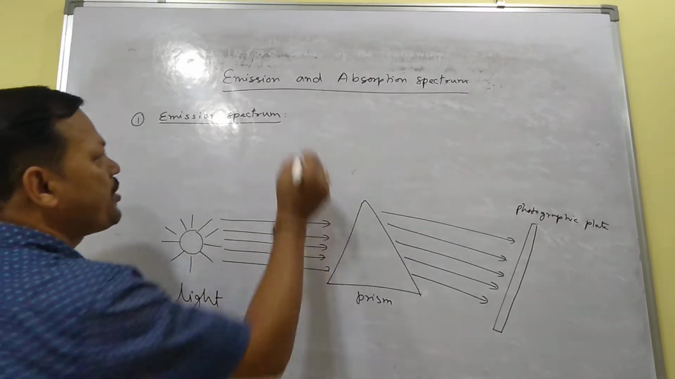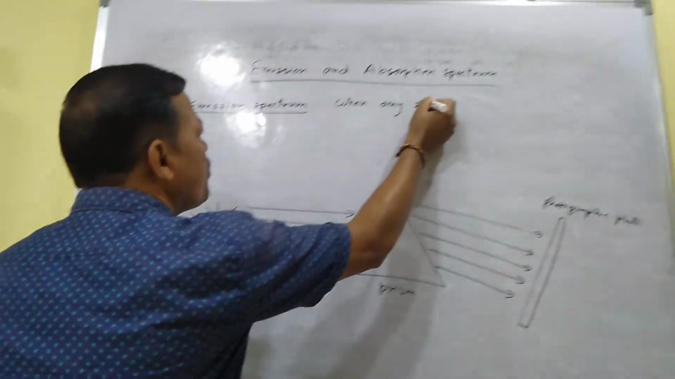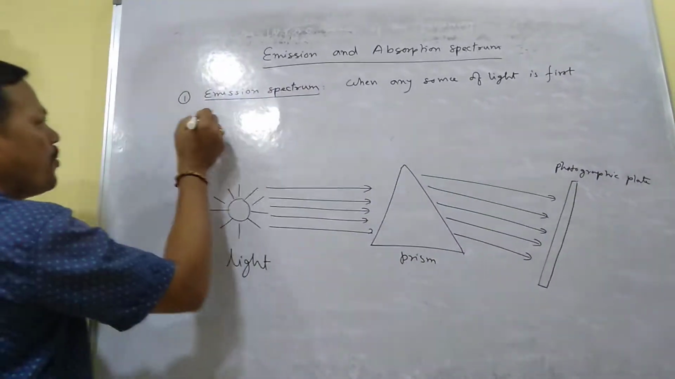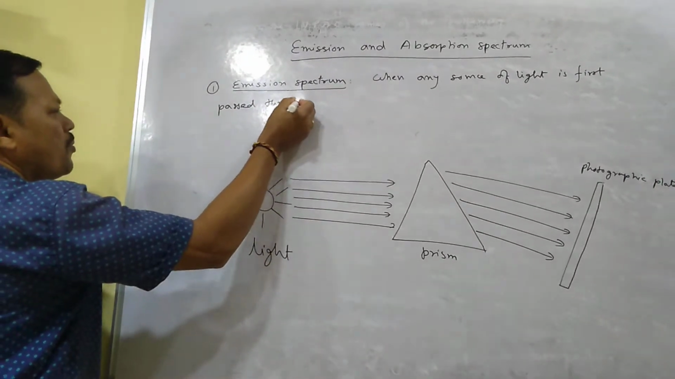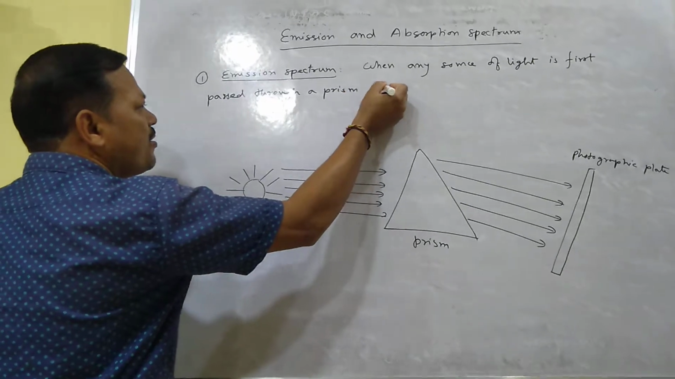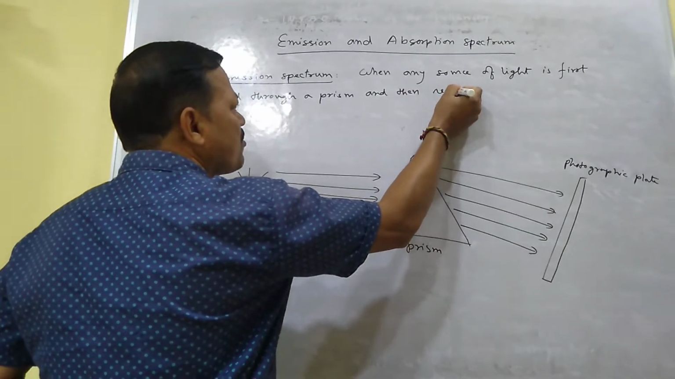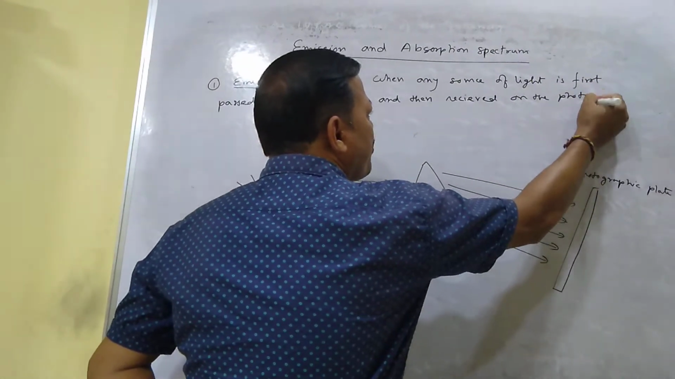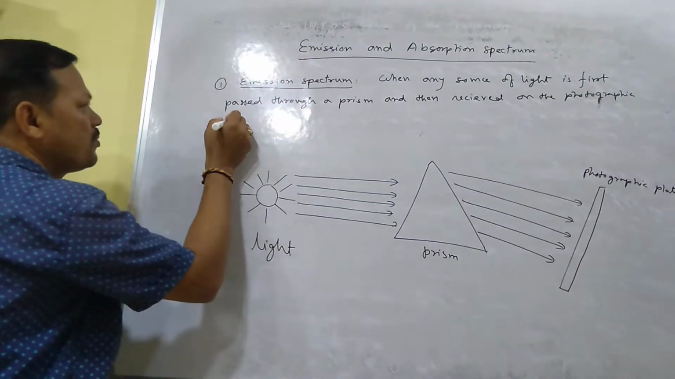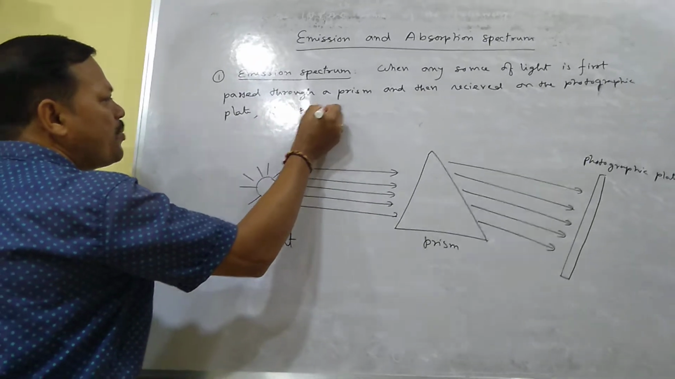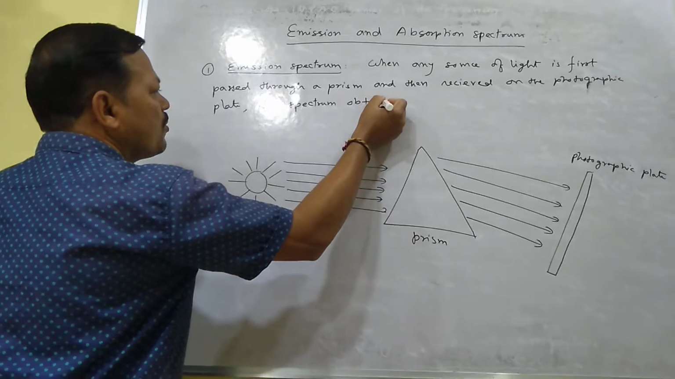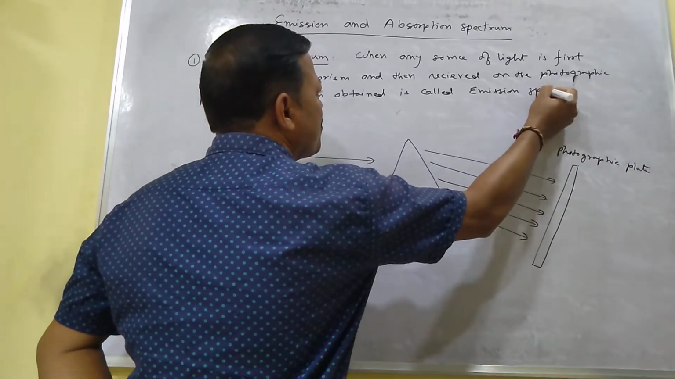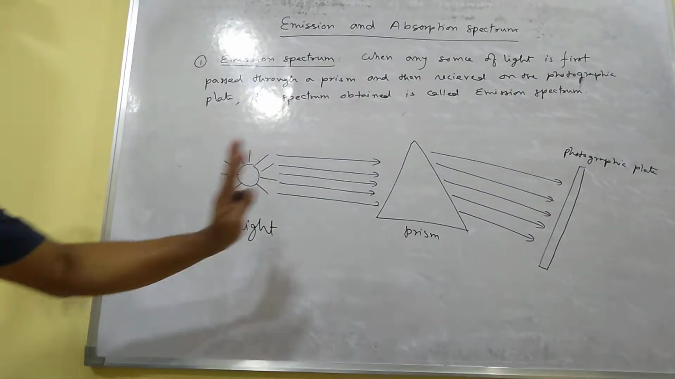So the definition of emission spectrum: when any source of light is first passed through a prism, and then received on the photographic plate, the spectrum obtained is called emission spectrum. So this is one example of emission spectrum.